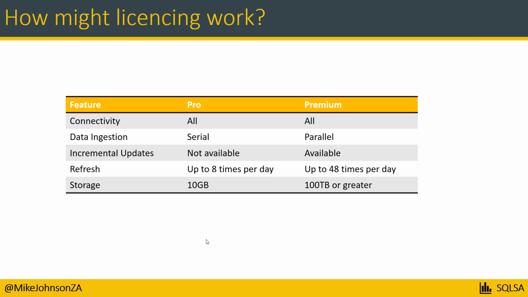We've also got incremental updates. We have incremental updates in Premium for Power BI, but we don't have that in Pro, so that will probably be available. We spoke about the refresh schedules of roughly 8 times a day and 48 times a day, and then the storage. Currently, it looks like your storage will come out of your 10 gig allocation. So if you have 5 gigs of model, then you would have 5 gigs of data flow.